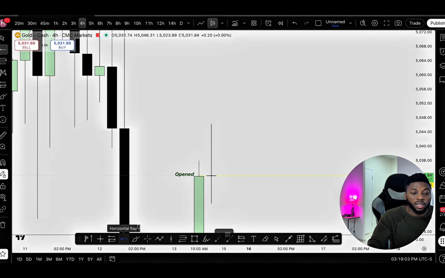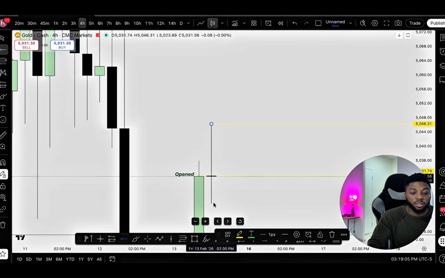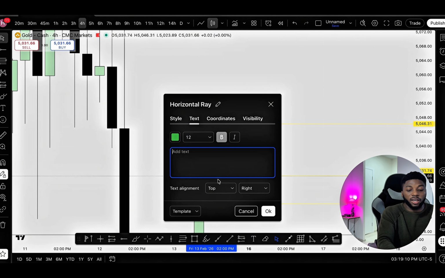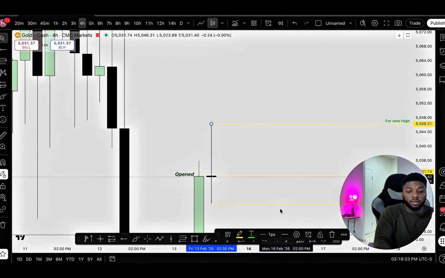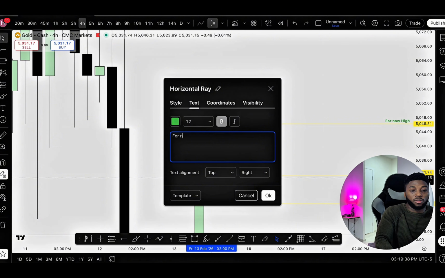So let me put this as the high here, and then this as the current low. So put the text as high, current high. I don't want to make that mistake. Oh, not current high, for now. For now, this is our high. Also down here, for now, low.